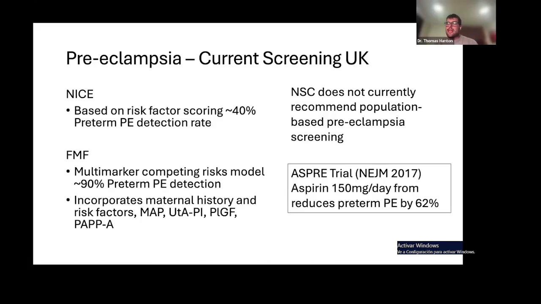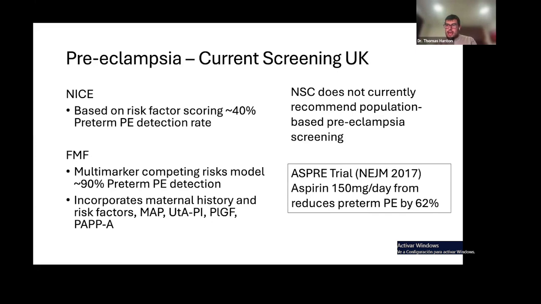At the moment in the UK, the National Screening Committee doesn't recommend population-based screening, and that's partly because some of these screening methods are expensive, and they are not necessarily well established, and we don't necessarily have the sonographers who are able to do all of these measurements in these particular ways. But it's important to do screening because from the ASPRE trial, it's clear that aspirin at 150 milligrams a day for patients who are screened in the FMF algorithm can reduce the incidence of preterm preeclampsia.